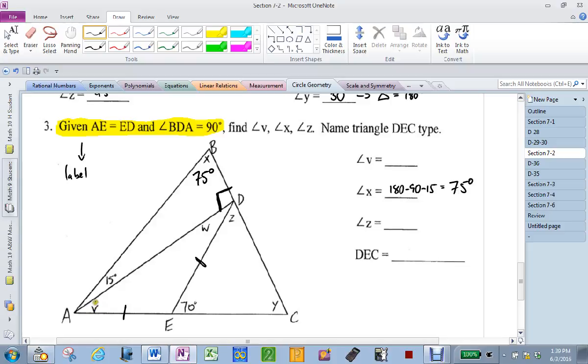V. What do we know about V? It's the same as W, yeah? Well, that doesn't help us because we still don't know W. But if I knew this angle, would I know V and W? Why? If I knew this angle here, why would I know V and W?